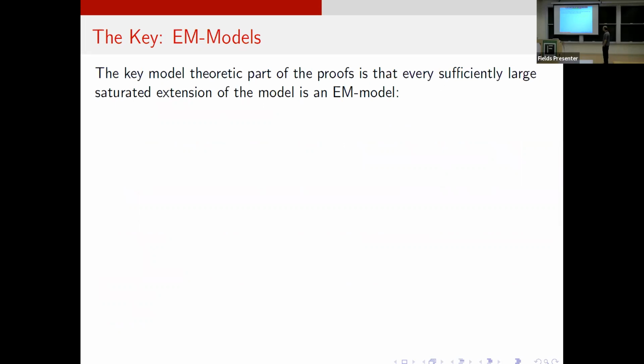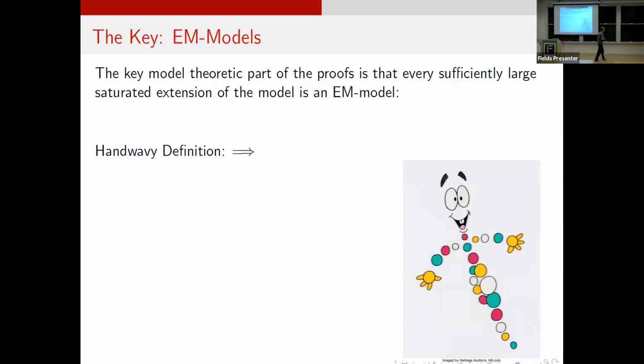Okay. So these papers are divided into two parts: the model theoretic part, and after we have some model theoretic machinery, then it's basically combinatorics. So let's talk first about the model theoretic part. The key model theoretic part of the proofs is that every sufficiently saturated extension is an EM model. So what do I mean by that? Let's give some kind of hand-wavy definition.